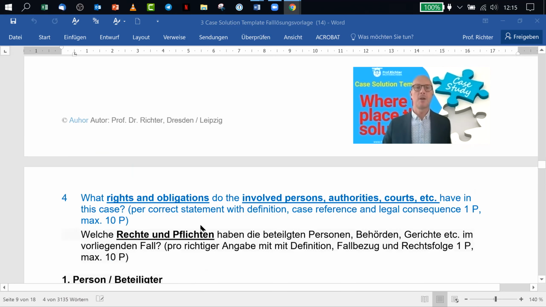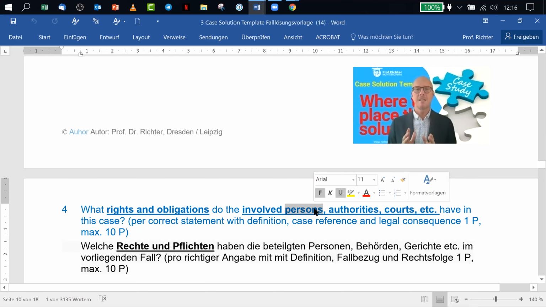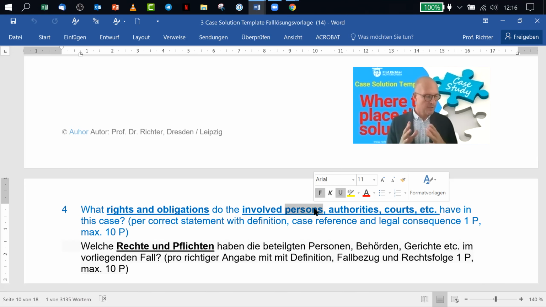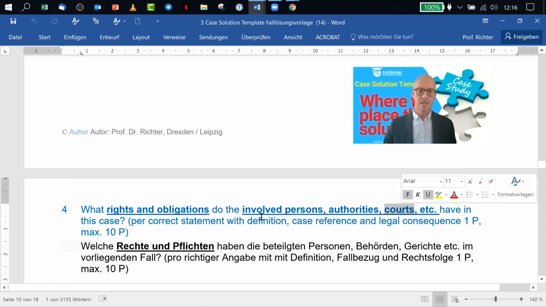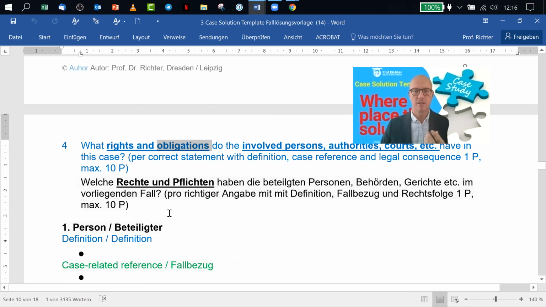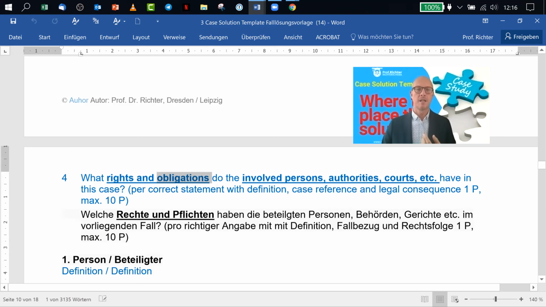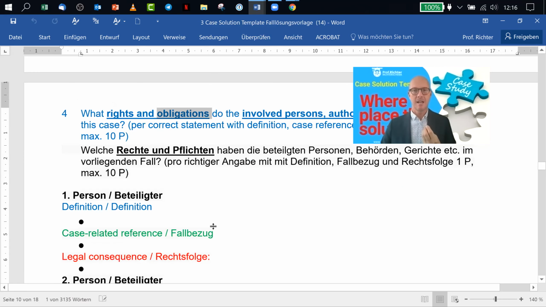The fourth question is about the participants, so the persons. They are very important in all the cases, and I want you to bring all the persons, the authorities and courts together here, write them down, and tell me what rights and what obligations they have exactly for this case. So what rights and obligations they have in general. So give me a definition of, for example, a court, and then tell me, yes, they have the opportunity, the possibility to sue you, right?